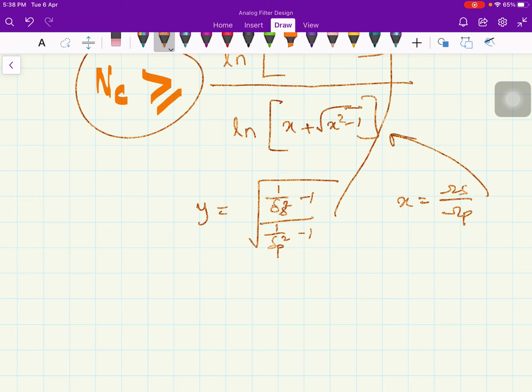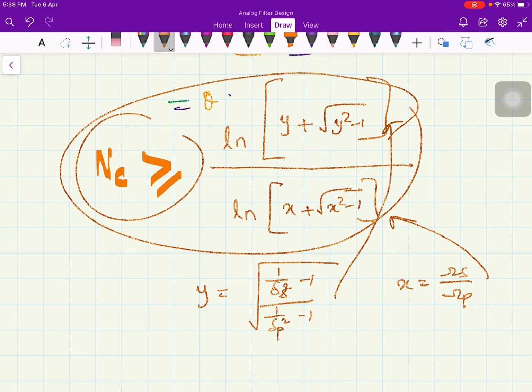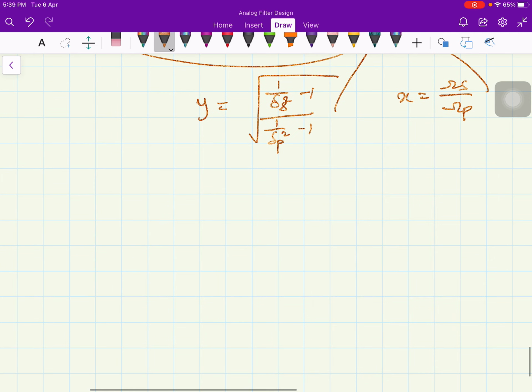Therefore I have given you 3 methods. Whichever is suitable or convenient, you adopt it. For large orders, one invariably uses this formula, because for large order you may not get the cos inverse values tabulated at sufficiently narrow intervals. So that's it about the Chebyshev filter. We start with some examples of Chebyshev filter approximations in the next lecture.